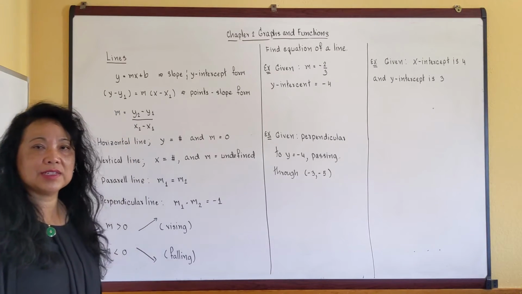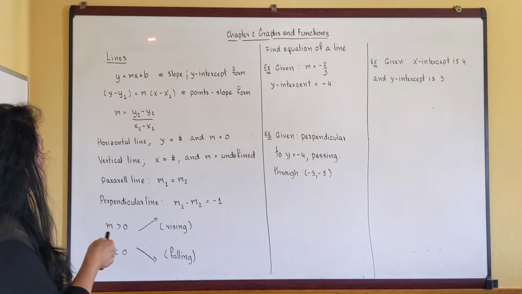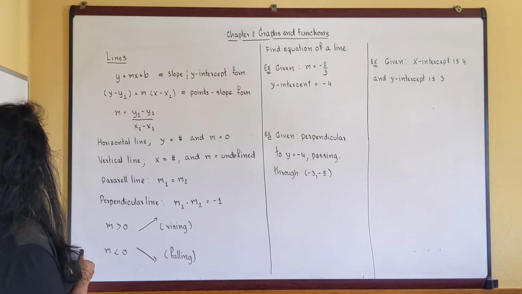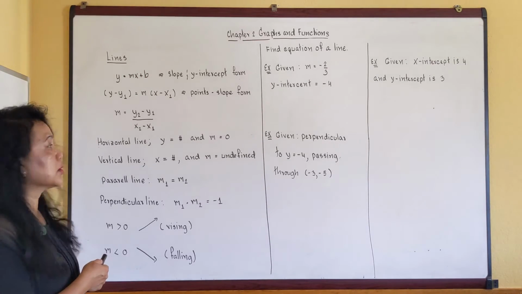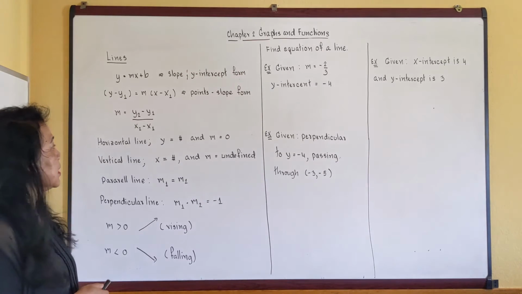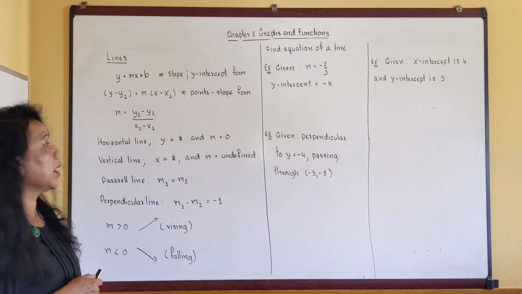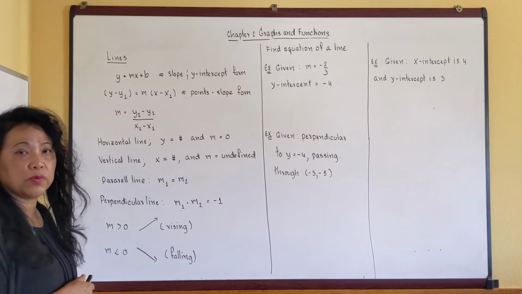Alright, let's look at our next section, 2.3 Lines. A lot of this is from intermediate algebra, so let's go over some of this. The equation of the line is y equals mx plus b. M is the slope and b is the y-intercept, so this is called slope-intercept form. The other one is y minus y1 equals m times (x minus x1). This is when you have a point and a slope, so this is called point-slope form.